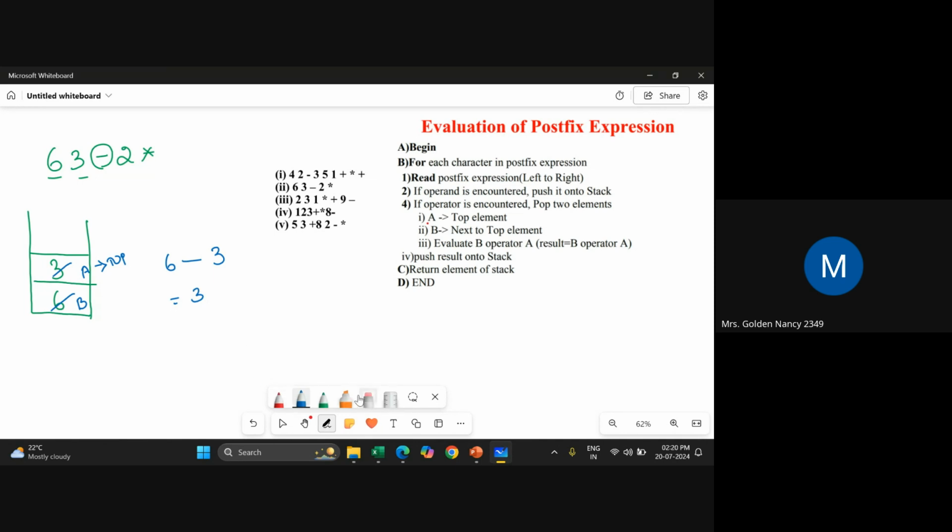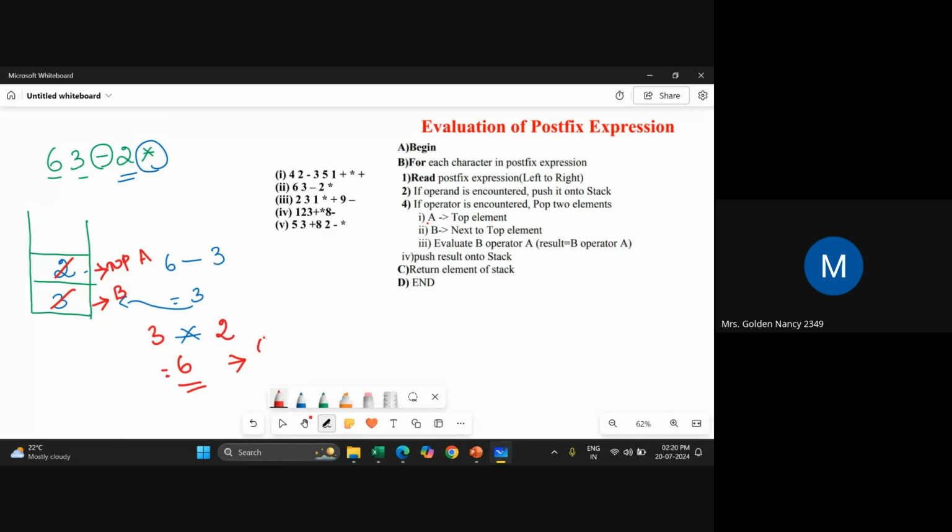Once you got the result, you push it inside the stack. So 3 is inserted again. The result enters into the stack. Then is 2. 2 is inserted into the stack. Next is star. Star is an operator. So you'll pop 2 elements from the stack. Since this is the top element, top will be considered A and this will be considered B. So 3 star 2 is 6. So this is your output, or this is the answer.